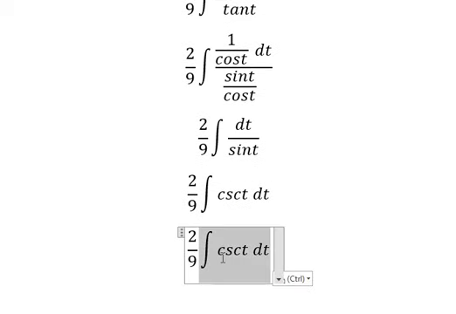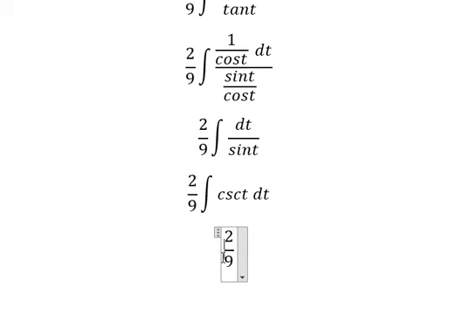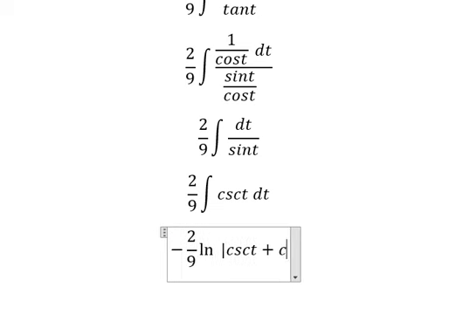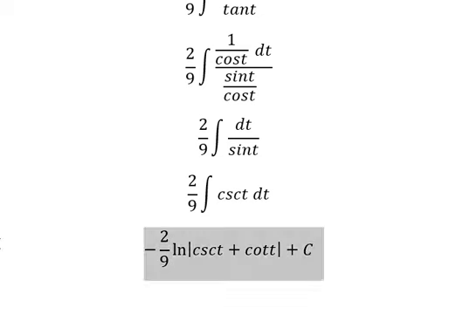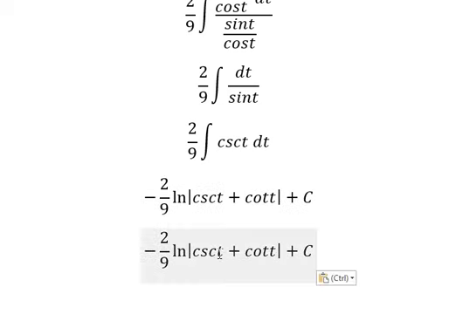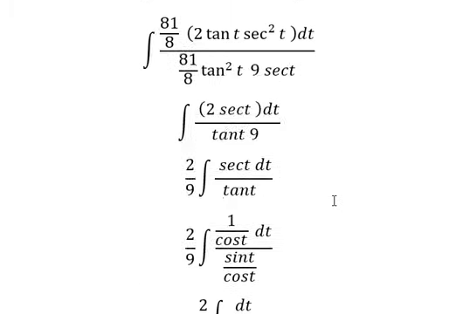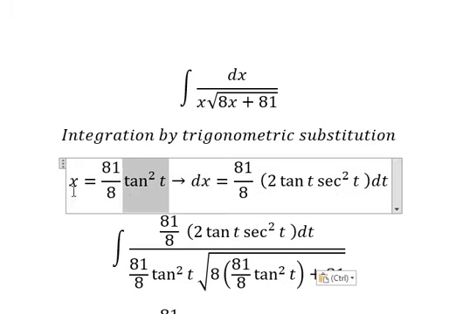The integration of this one we have negative ln of the absolute value of cosecant of t plus cotan t, and I will put c. About t, that is about this one.